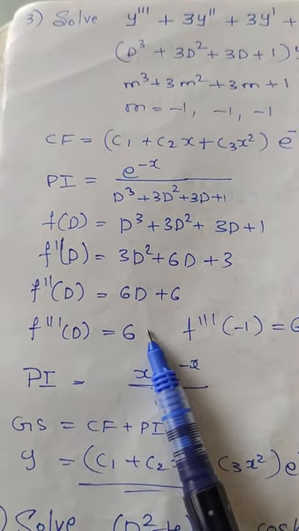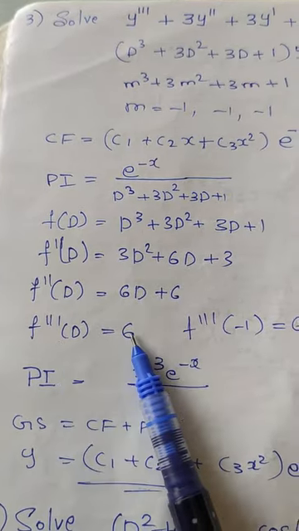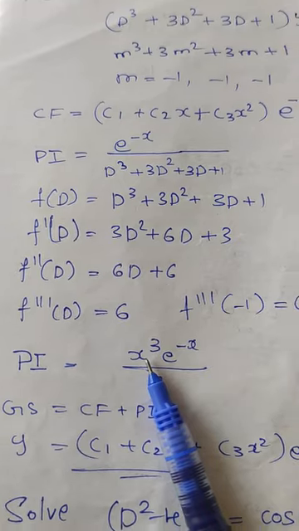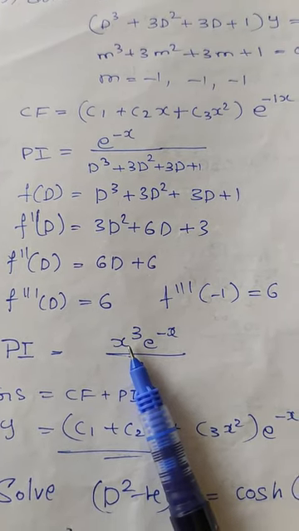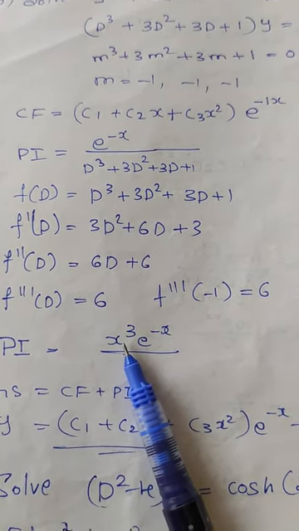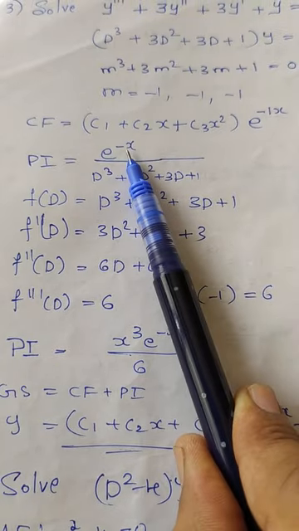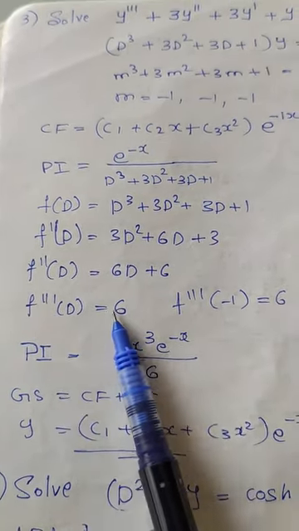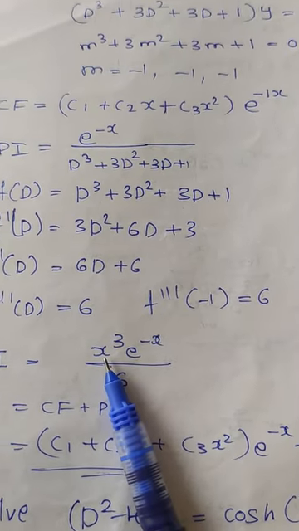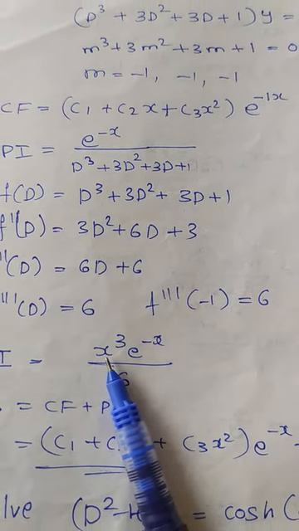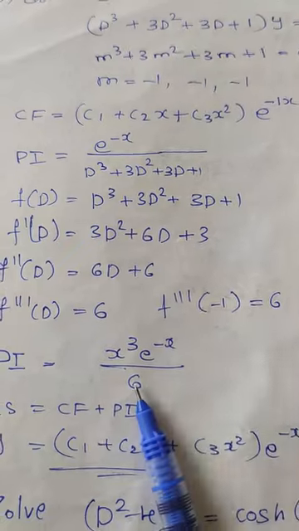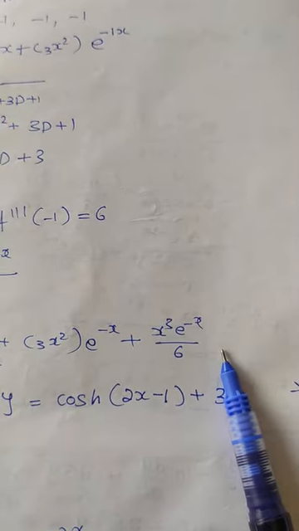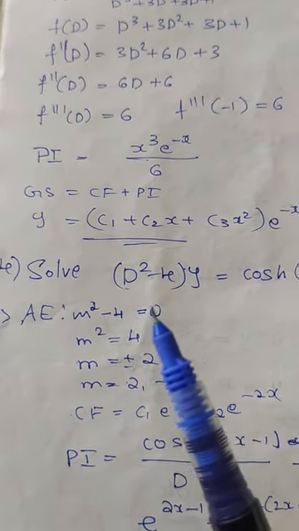In f triple dash, there is no d term. If you replace d by minus 1, we get 6 only. F triple dash of minus 1 is 6. Now, you have to multiply numerator with x cubed because minus 1 repeats how many times? 3 times. F triple dash is not equal to 0 means multiply with x cube. Okay, x cube e power minus x divided by 6. Now, write the general solution. CF plus PI. Okay, next one.